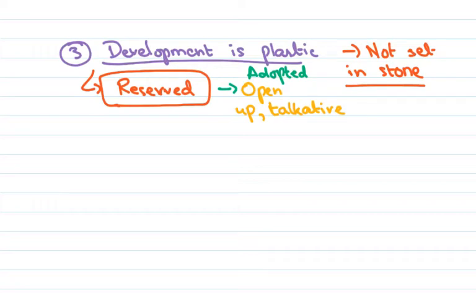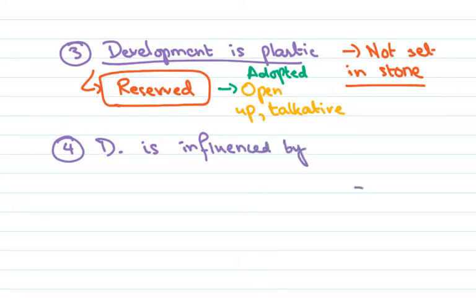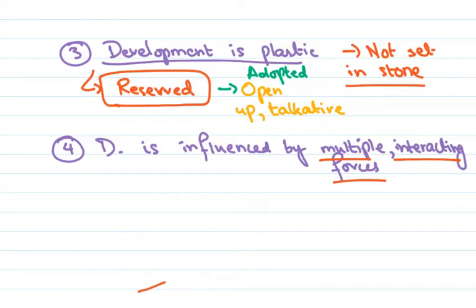Then the last assumption, which is that development is influenced, sorry about that. So yes, development is influenced by multiple interacting forces. Now, what does this mean? This sort of brings us back to what we talk about in context as well. But let's look at some of these influences under this assumption. So this basically means that there are multiple interacting forces, right, that have an influence on development.